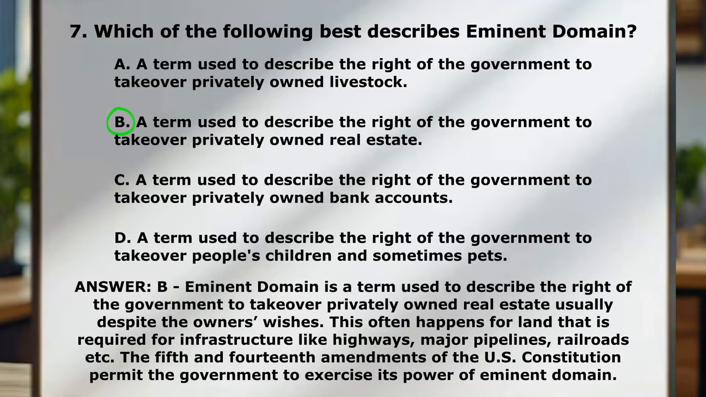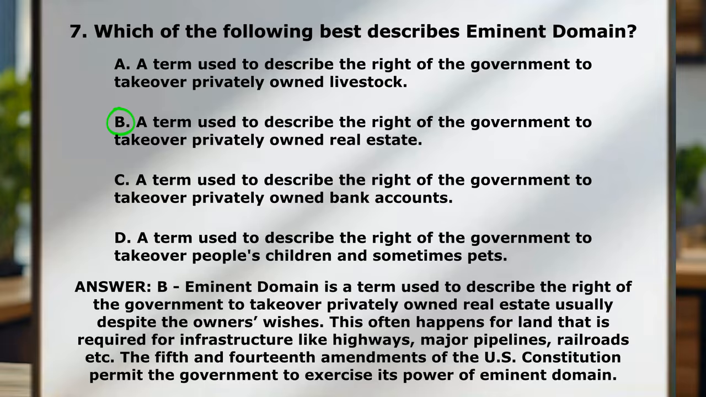Eminent domain is a term that we have probably all heard. It's used to describe the right of the government to take over privately owned real estate despite the owner's wishes. This happens for land that's required for infrastructure like highways, major sewers, railroads, etc. Actually, the 5th and 14th Amendments of the U.S. Constitution permit the government to exercise its power of eminent domain.